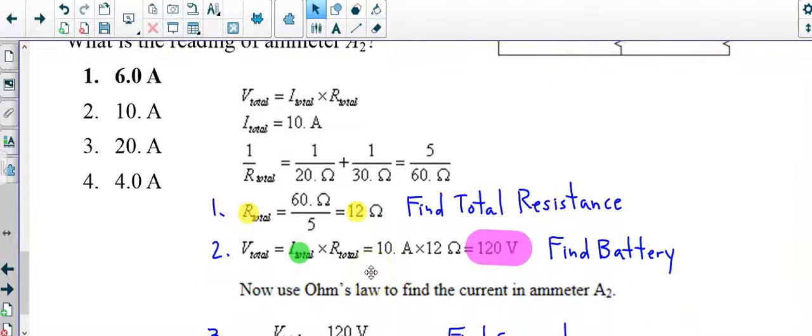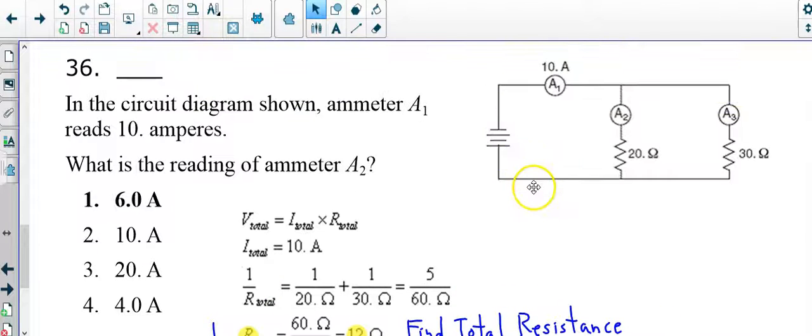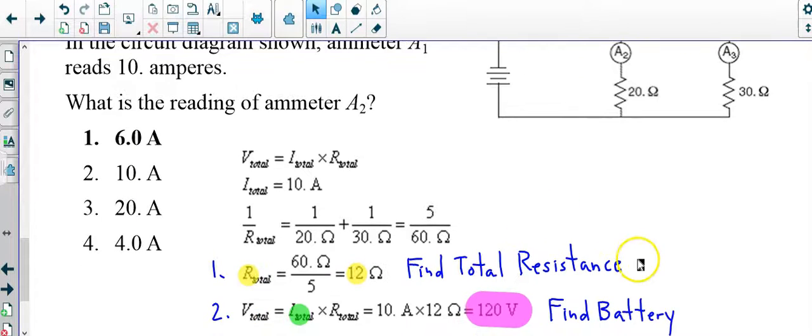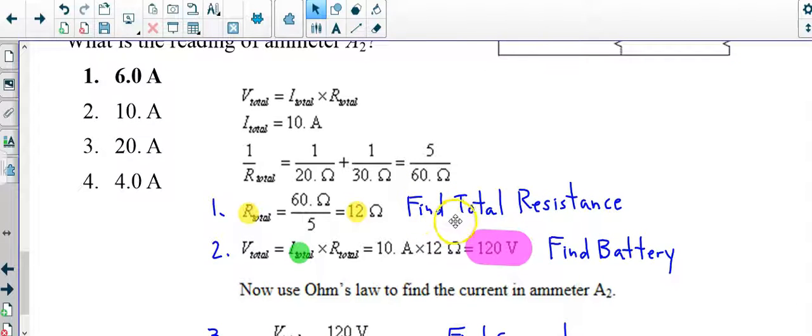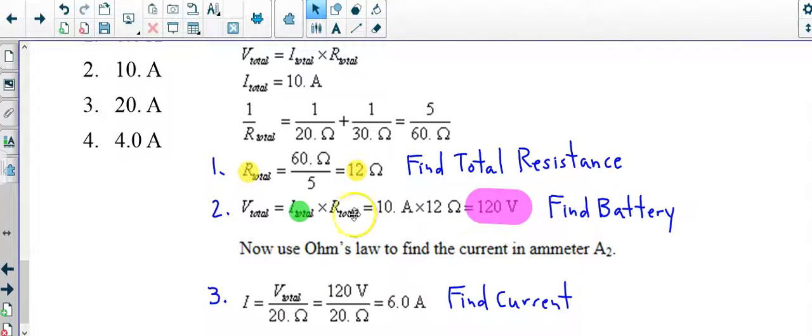The second part is to use the V equals I times R to find what the battery is. It's not listed here, so you have to use the known current for the total of the circuit and the total resistance that you just determined. Doing that, using the V equals I times R, 10 amps times 12 ohms, you get 120 volts. Notice an amp times an ohm is a volt.